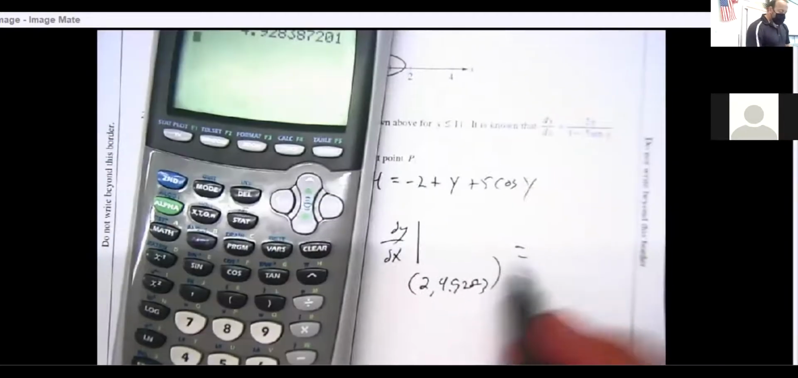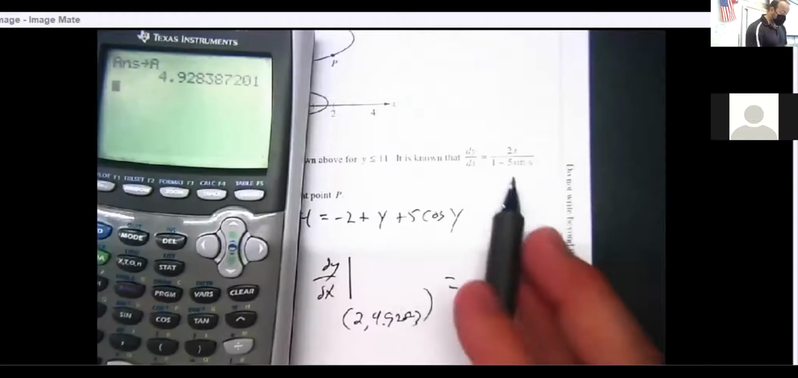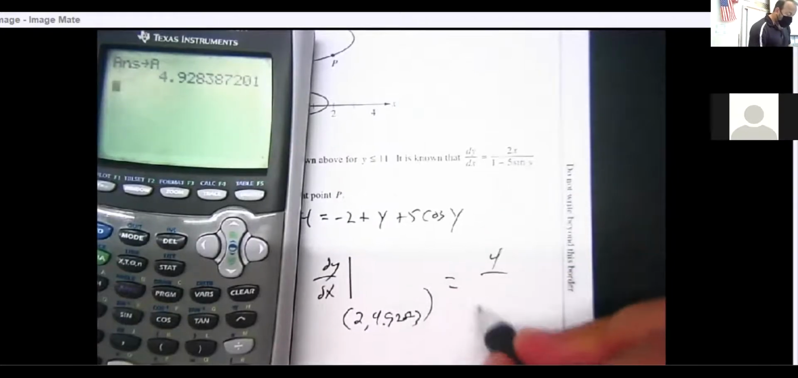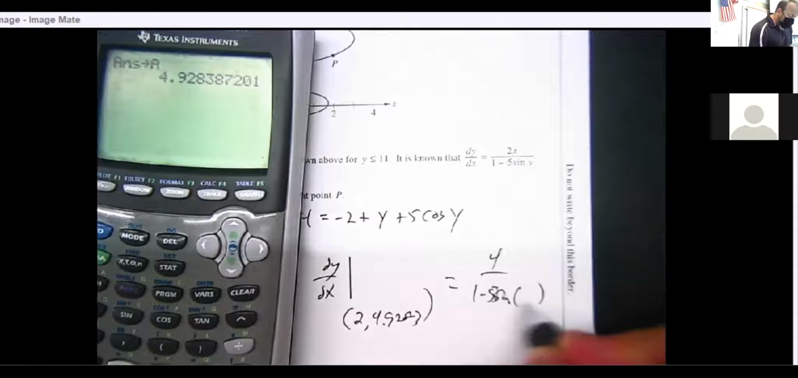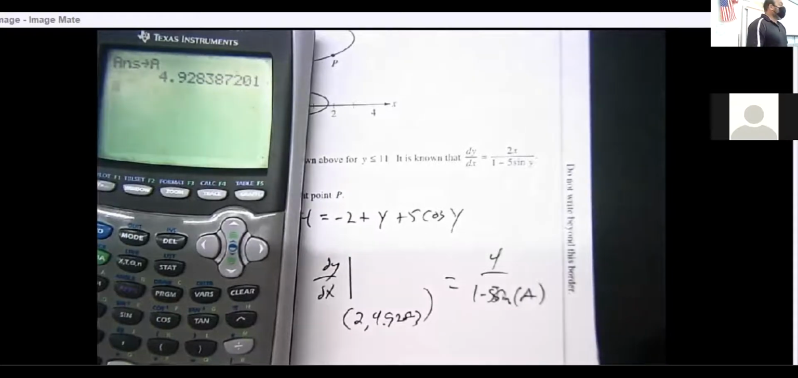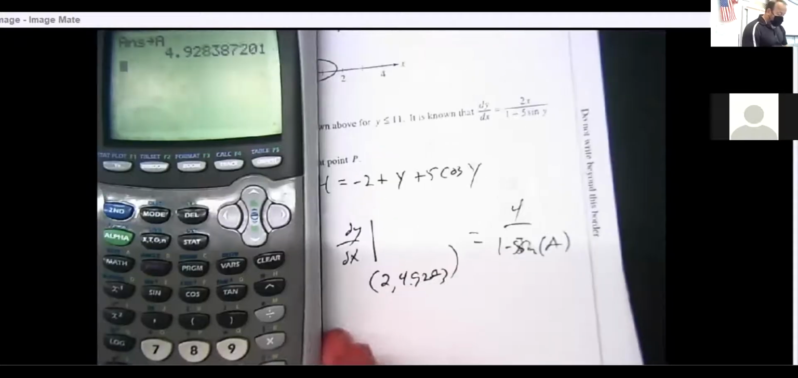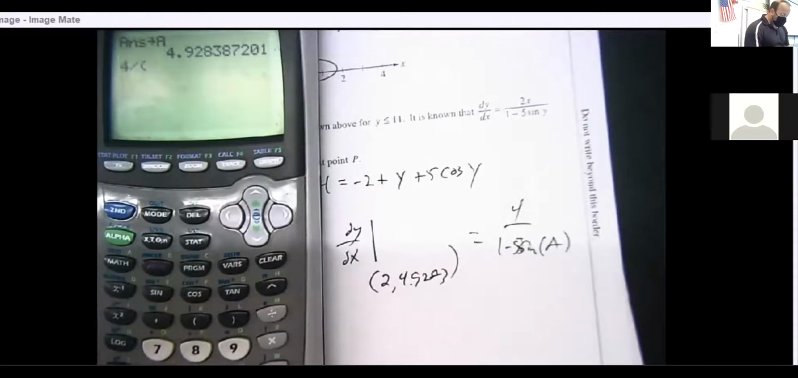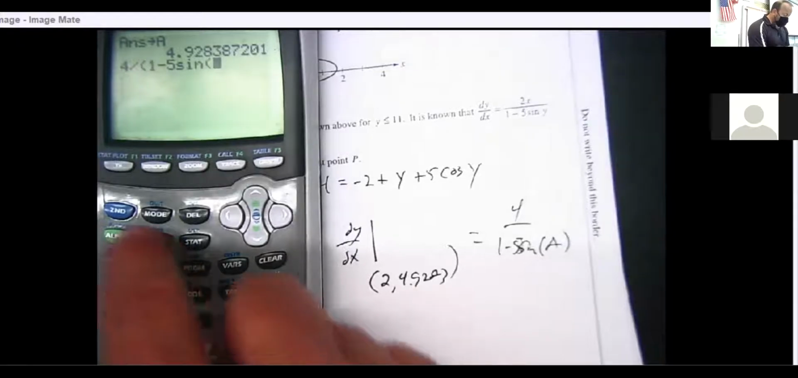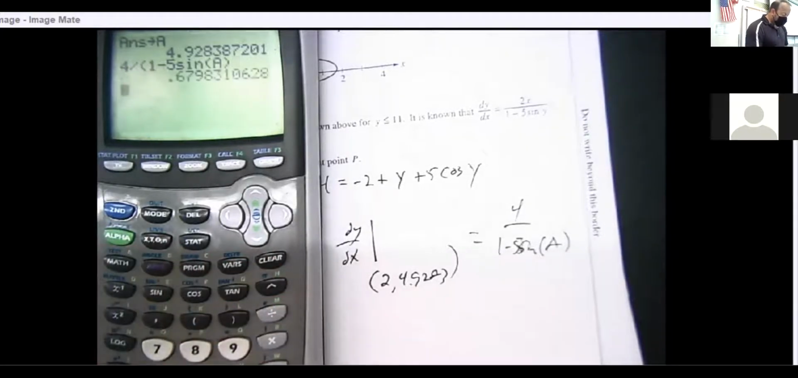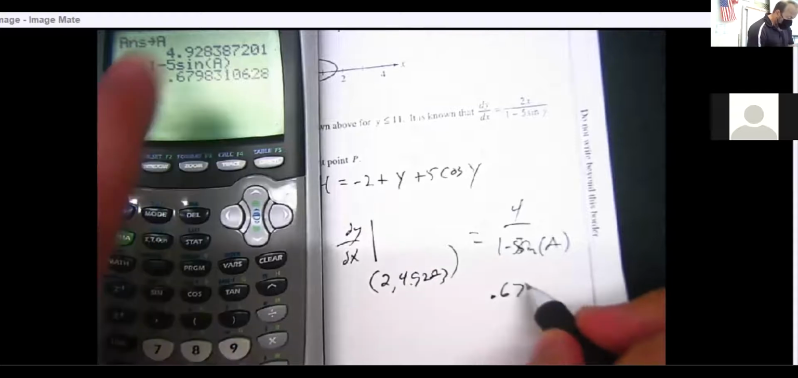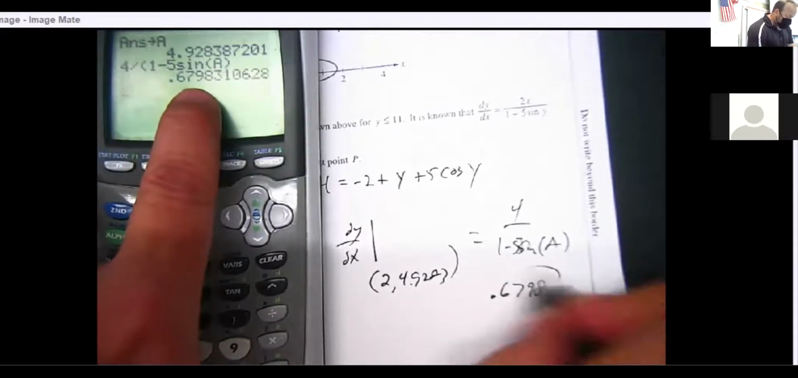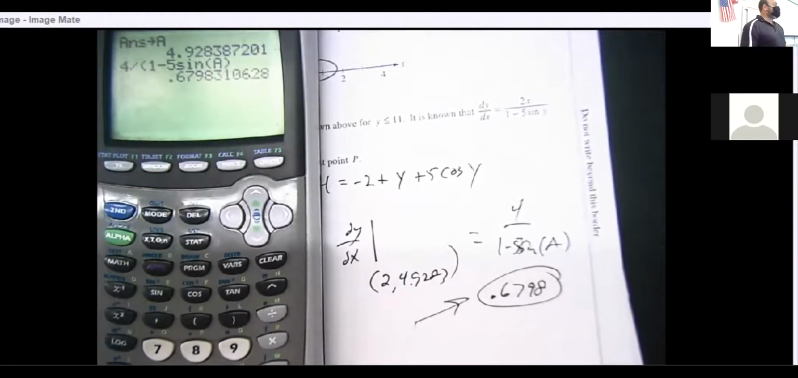So what are we going to plug in for x, everybody? 2, so 2 times 2 is 4. 1 minus 5 sine of that value, which I called a, right? So I don't really have to do all that work. I'm just going to do 5 divided by 1 minus 5 sine a, because I stored it. And I got 0.6798. So now keep in mind, that's my slope.